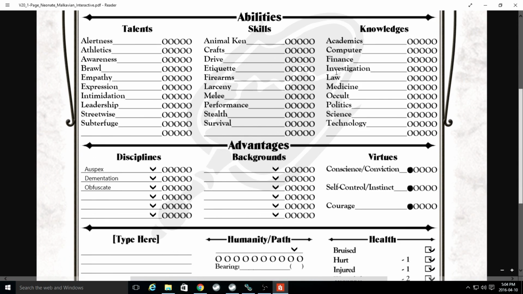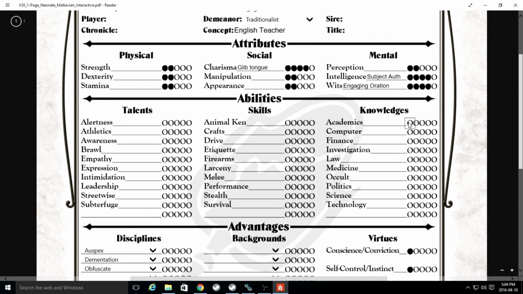So this character, we're going to go down here. Definitely knowledge is going to be big, so we're going to get right into that. Academics 3, occult 3, politics 3, science 2, technology 2. That's 1, 2, 3, 4, 5, 6, 7, 8, 9, 10, 11, 12, 13. Yep, that's it then, 13 there. We'll go expression needs to be 3, alertness, awareness, 1, 2, 3, 4, 5, 6, 7, 8, 9. I need 8, 9. We'll do empathy. And then we're going to go etiquette 3, performance 2. That'll work.